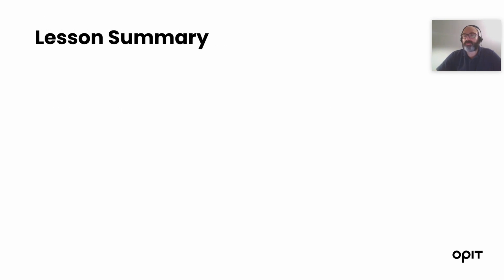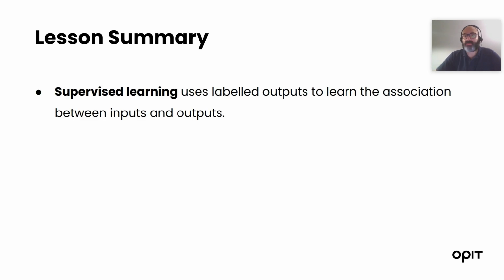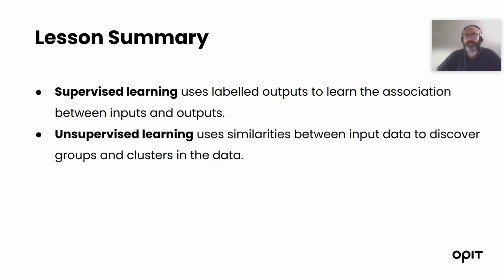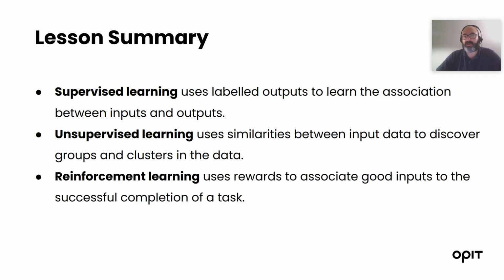To summarize, what we have learned today is that there exist mostly three learning strategies. Supervised learning uses labels to learn the association between the inputs and the output. Unsupervised learning uses similarities between input data to discover groups and clusters in the data. Finally, reinforcement learning uses rewards to associate good inputs to the successful completion of a task.